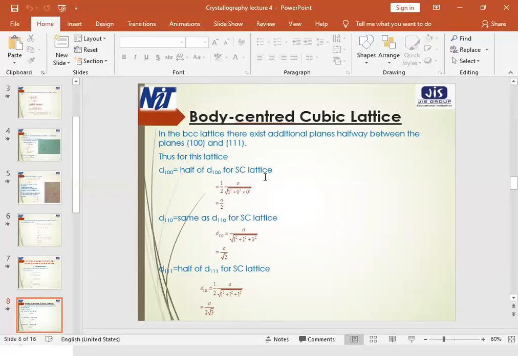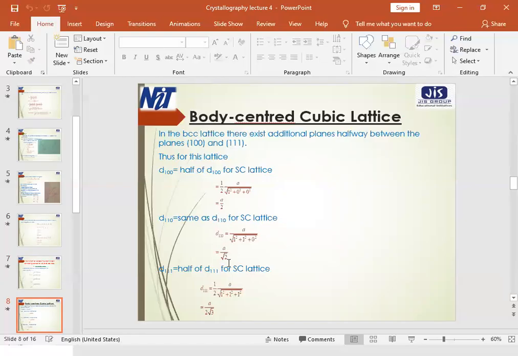So this will be equal to 1 by 2 times d100 of simple cubic. d100 of simple cubic will be what? A by root of H square, that is 1 square, K square, that is 0 square, L square, that means 0 square. So A by 1, that means 1 by 2 into A by 1, that is A by 2. d110 will be the same as d110 for simple cubic lattice. So this will be A by root 2.